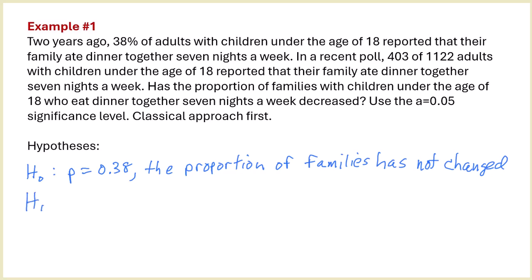Okay, so what's our alternative? Well, the way the question's worded, is it less than 38%? And so in words, that means if we have enough evidence, then we could show that it has decreased. There's our hypotheses. Notice the null always has an equals. The alternative can have less than, greater than, or not equal to. Here it's less than. All right, so there's our hypotheses.